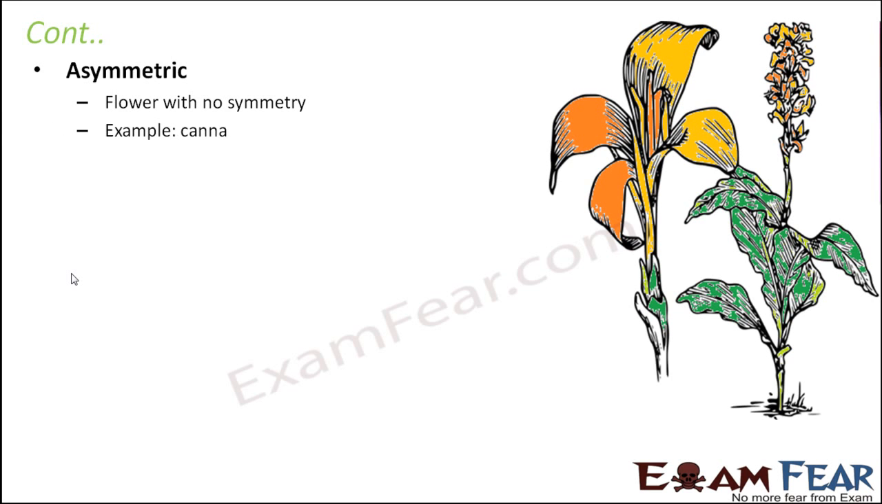And what is the third type? That is asymmetric. That means a flower without any symmetry. That means no fixed shape, maybe any arbitrary shape with no symmetry. An example is canna. Here you can see this canna is a flower where you don't see any kind of symmetry, neither radially symmetrical nor bilaterally symmetrical. However, asymmetric flowers are quite rare.